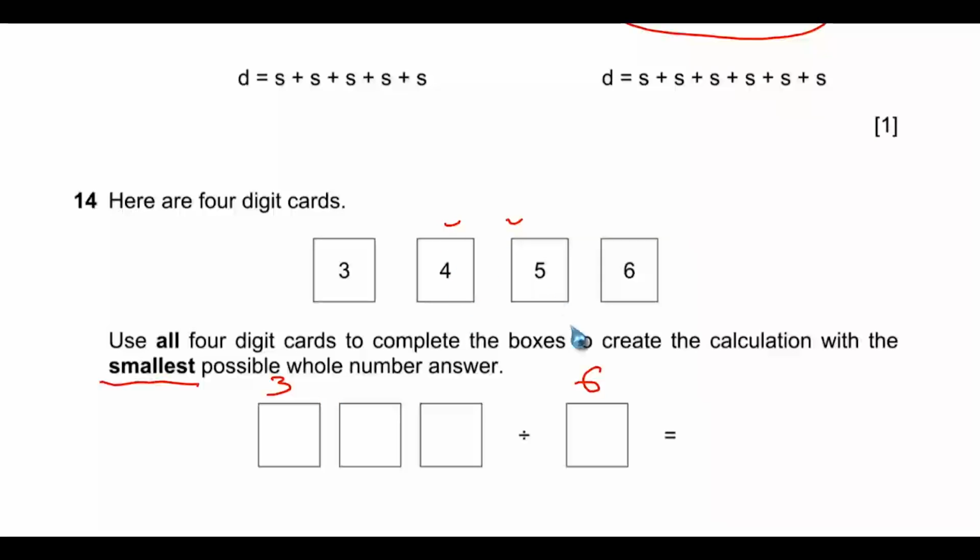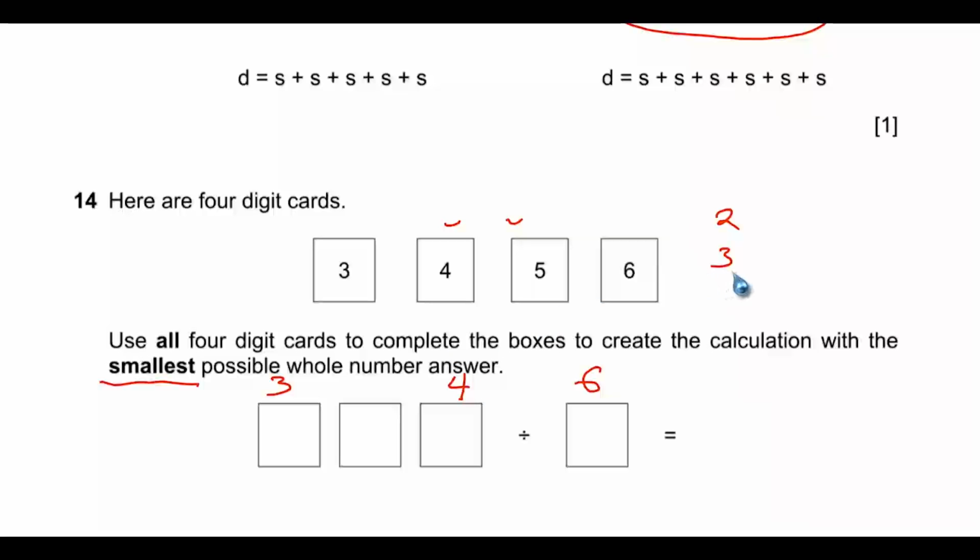Okay, so since we are dividing by 6, you have to consider the rule of divisibility of 6. A number is said to be divisible by 6 if it is divisible by both 2 and 3. So a number is divisible by 2 if the number ends with an even number. So that means the last digit should be an even number here. So 4 should be here.